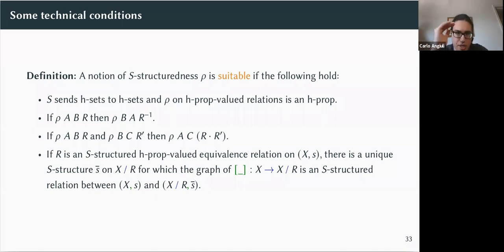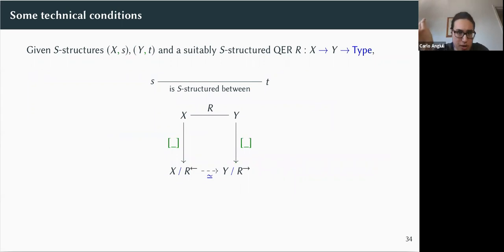I know that sounds a little complicated, but instead of staring at it more, maybe I'll just show you where it comes up. What we want is the following thing to be true. Suppose we have types X and Y. We have a quasi-equivalence relation R between X and Y. We have S structures S on X and T on Y, and R is an S-structured relation between X, S and Y, T. That's the setup. Then we certainly get functions from X into X mod R left, and from Y into Y mod R right. And because R is a quasi-equivalence relation, we actually get an equivalence between X mod R left and Y mod R right. That's just from the fact about quasi-equivalence before.